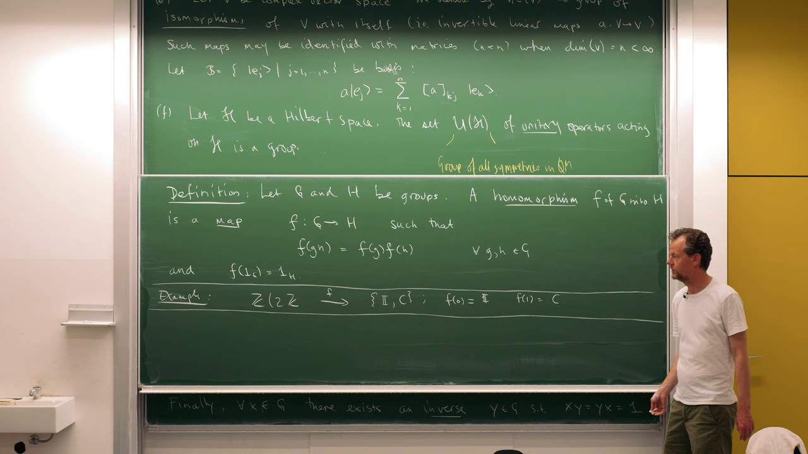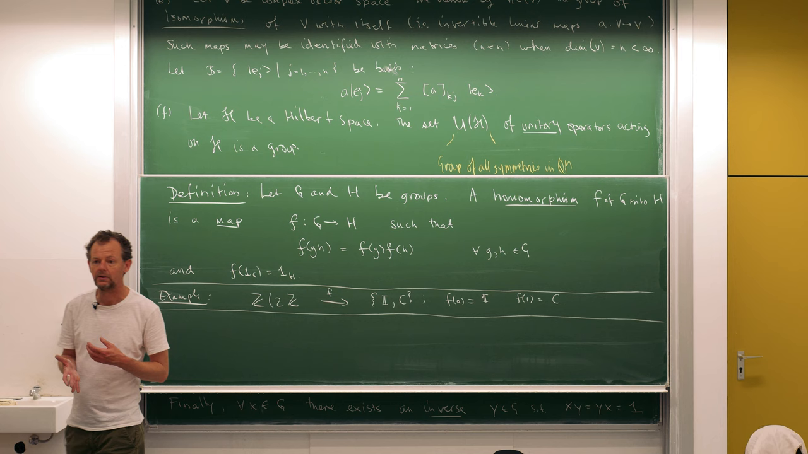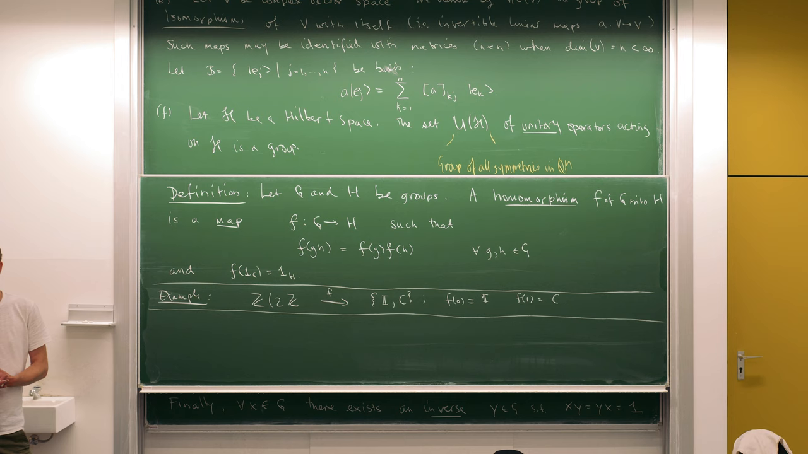So we've reached the point now where I've given you a kind of bare minimum of structure in order to discuss symmetries. From now on, symmetries will be labeled by groups.